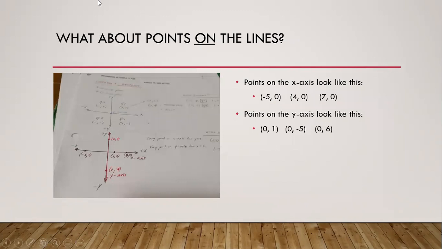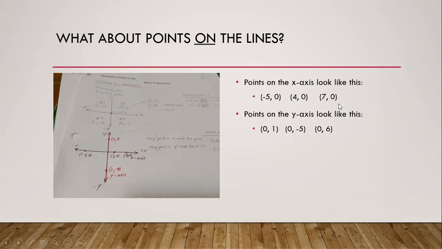Now the question is, what are points on the line? If the points are on the line, they look like this: (-5, 0), (4, 0), and (7, 0). Now, what do they have in common? Well, what I noticed is that the x's, the first numbers, are different, but the second numbers are all the same. I have a 0, 0, 0. These are all points that are on the x-axis, and they all have the same second number.